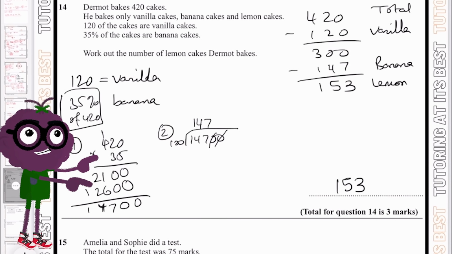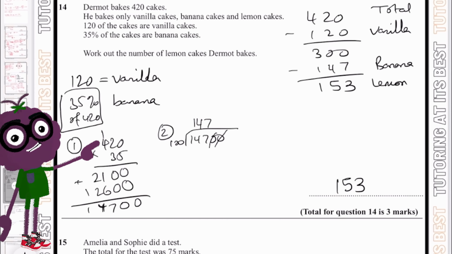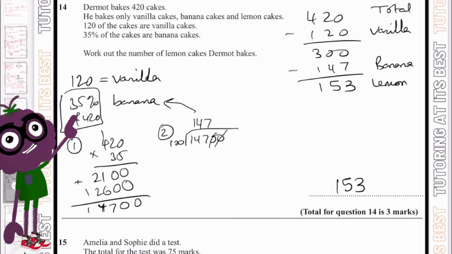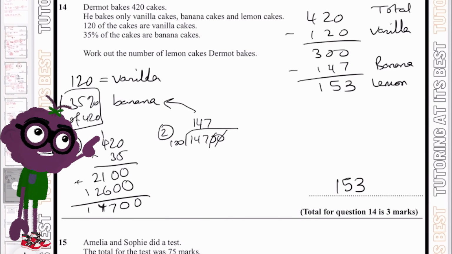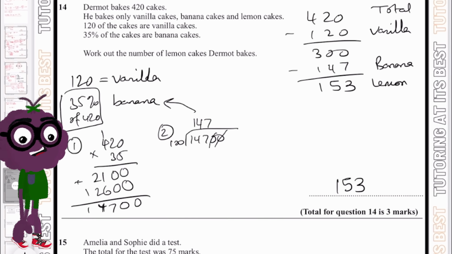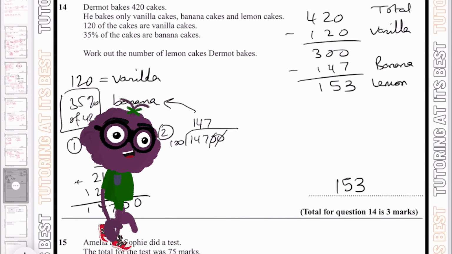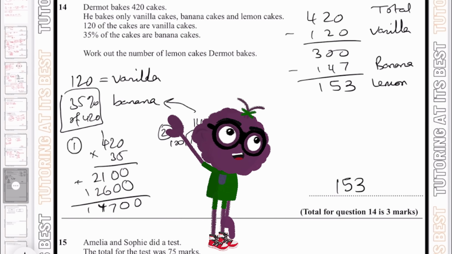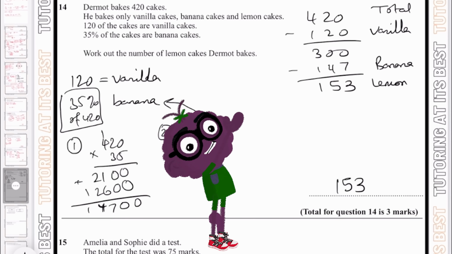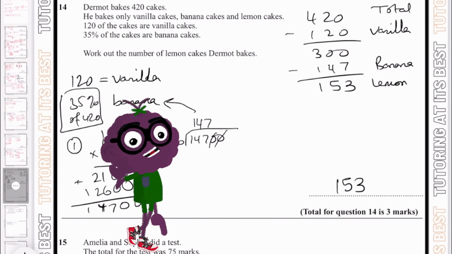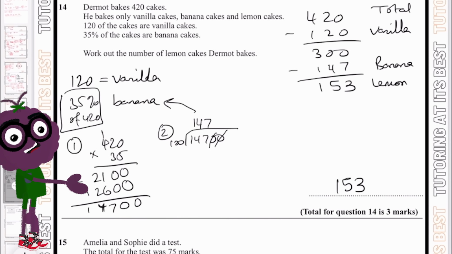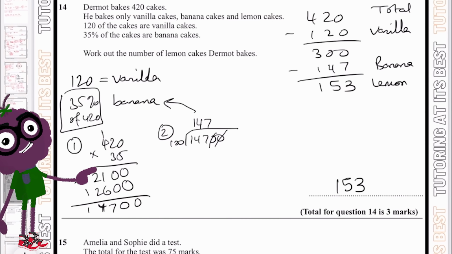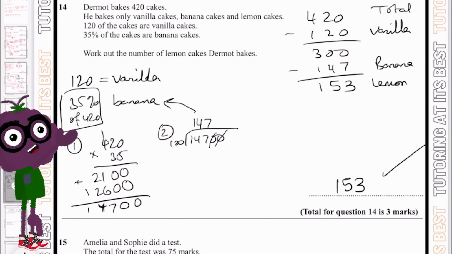So again, what have I done? I firstly calculated 35% of 420, which is 147. So we now know there were 147 banana cakes. I then subtracted that from our total amount. So I did 420 take away the vanilla cakes, which was 120, and then subtracted the banana cakes, which is 147, which then leaves us with 153, which is our lemon cakes.